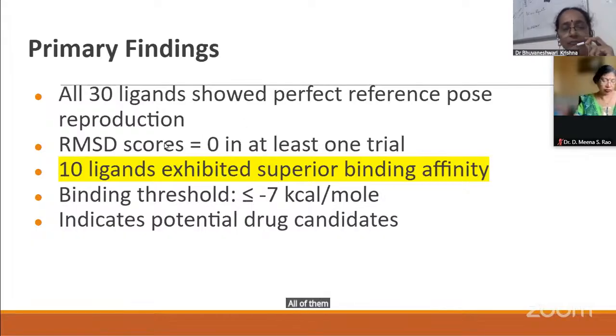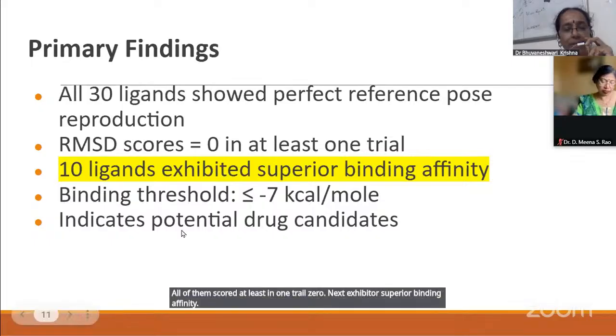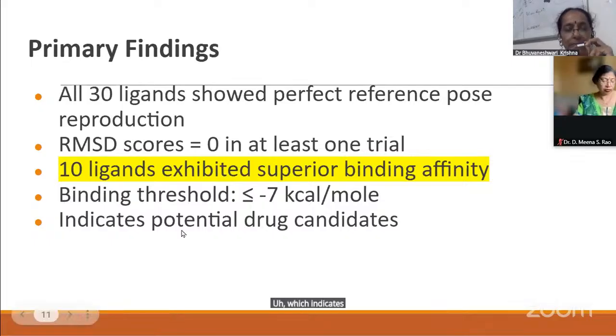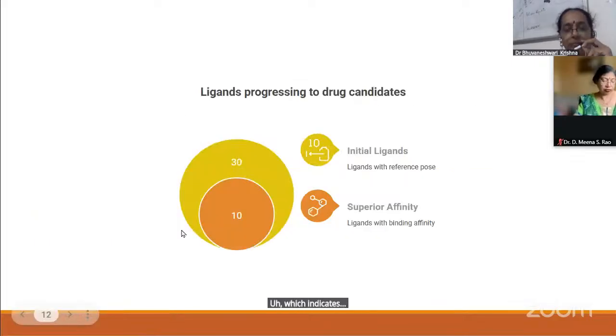Out of 30 ligands, all of them scored at least in one trial. Then 10 ligands exhibited superior binding affinity, which indicates potential for further use. So this is a summary of this. Out of 10, I got superior affinity.